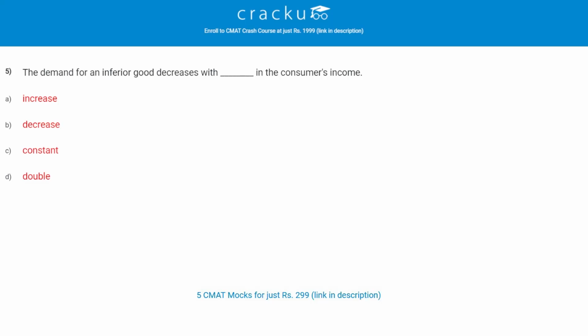Let's check the another question. The demand for an inferior good decreased with dash in the consumer's income. The correct answer is A, increase. So, the demand for an inferior good decreases with increase in the consumer's income. When people's income increases, they start looking for the superior goods, and hence the demand for inferior goods will be decreased.